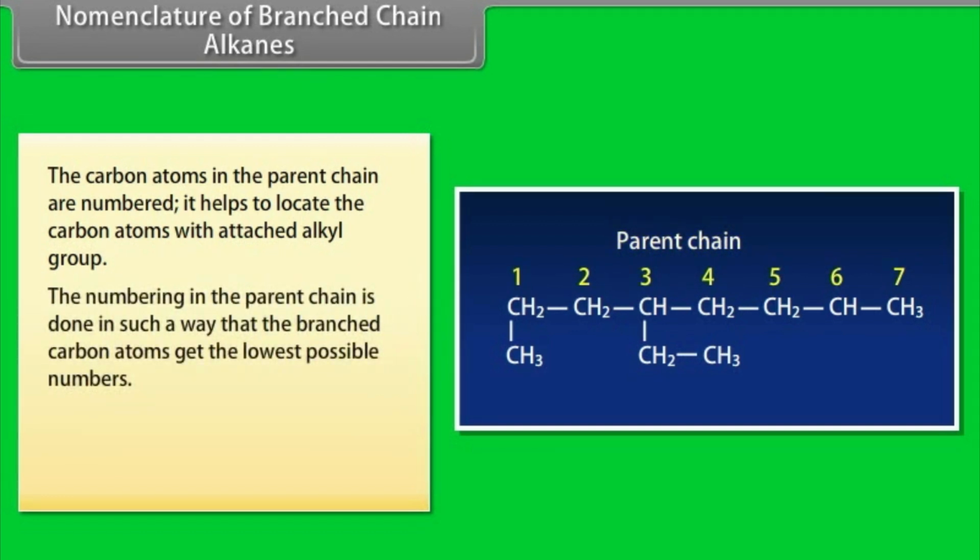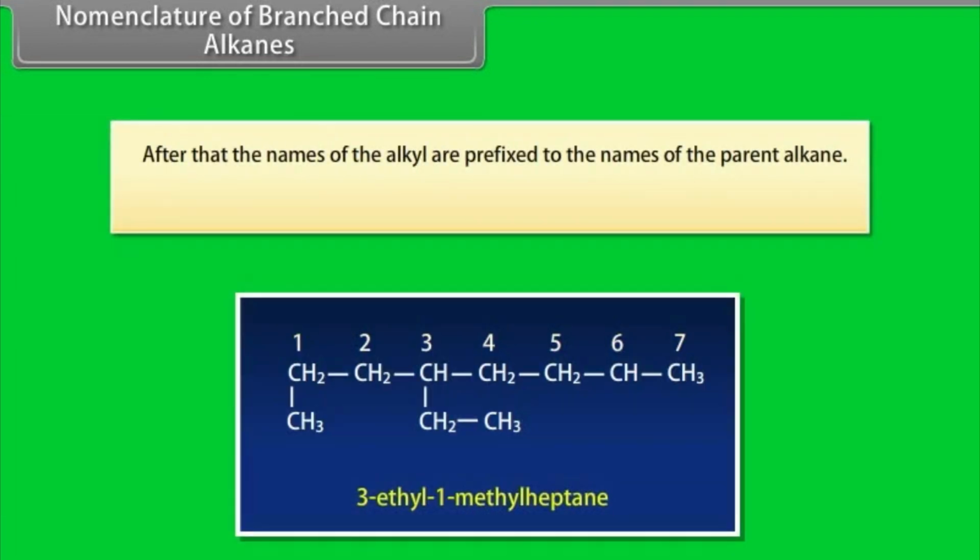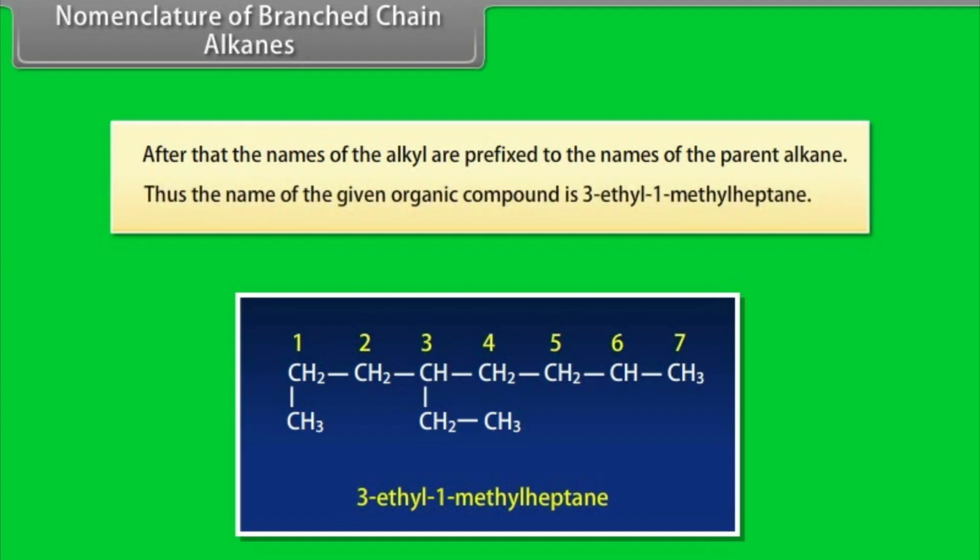The numbering in the parent chain is done in such a way that the branched carbon atom gets the lowest possible numbers. That means the numbering in the given carbon chain is from left to right. After that, the names of the alkyl groups are prefixed to the name of the parent alkane. Thus, the name of the given organic compound is 3-ethyl 1-methyl heptane.